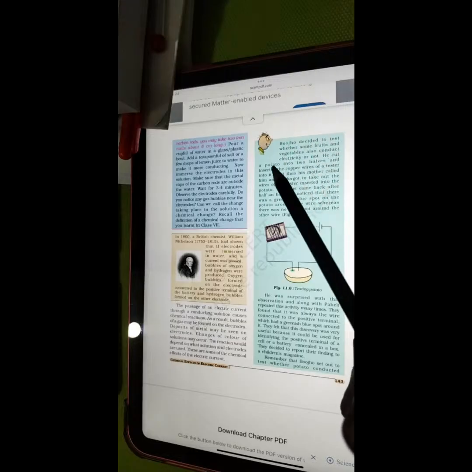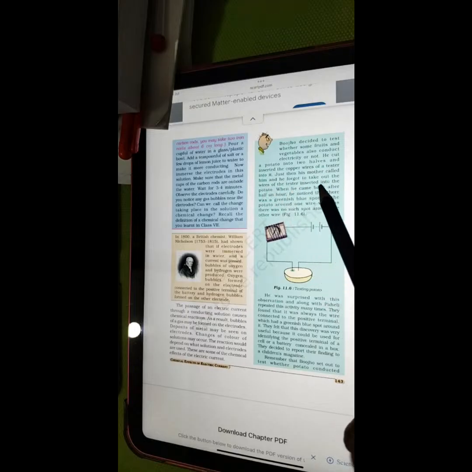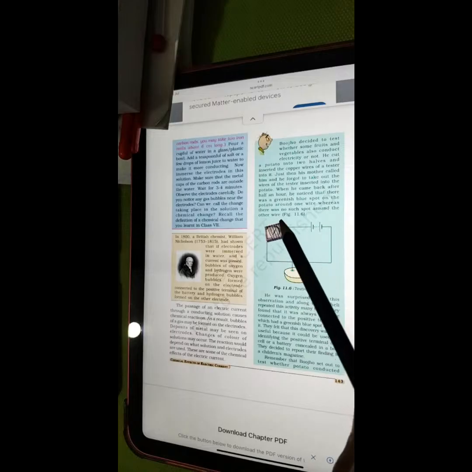Bojo decided to test whether some fruits and vegetables also conduct electricity or not. He cut a potato into two halves and inserted the copper wires of a tester into it. Just then his mother called him and he forgot to take out the wires of the tester inserted into the potato. When he came back after half an hour, he noticed that there was a greenish blue spot on the potato around one wire, whereas there was no such spot around the other wire, as seen in figure 11.6.